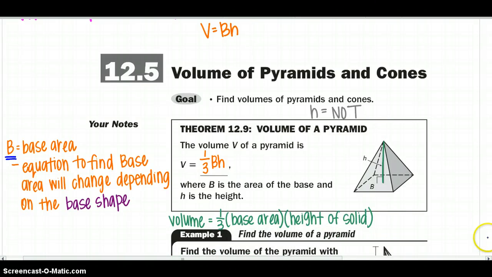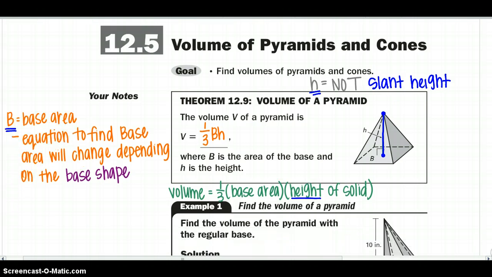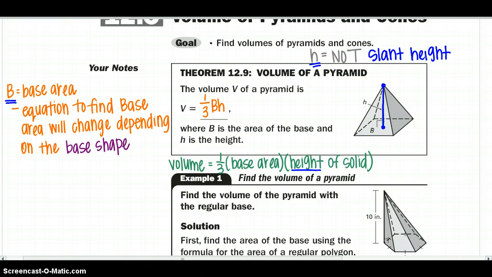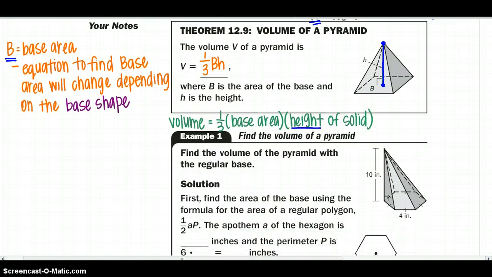I have rewritten that equation, so volume equals 1/3 times our base area times our height of the solid. And notice that the height of the solid now is going to be the height from the center of our base to the common point on the top. Notice that the H we're dealing with now is not the slant height. So let's make sure that we are identifying the specific things to put into our formula that are correct. We don't want to use that slant height. That slant height was used for surface area, so now we're just going to use the height of the solid, so from the point to the base.